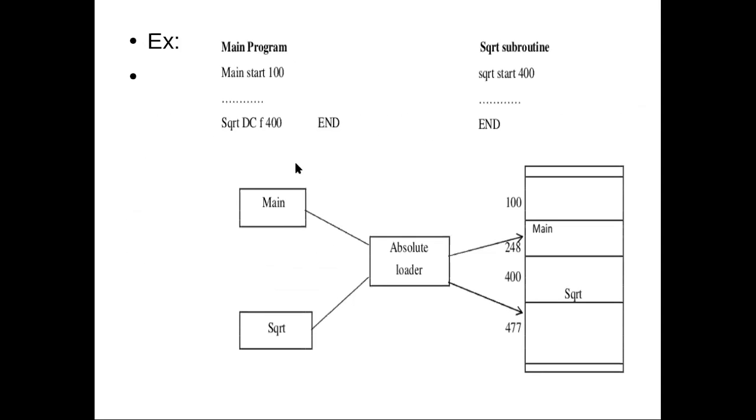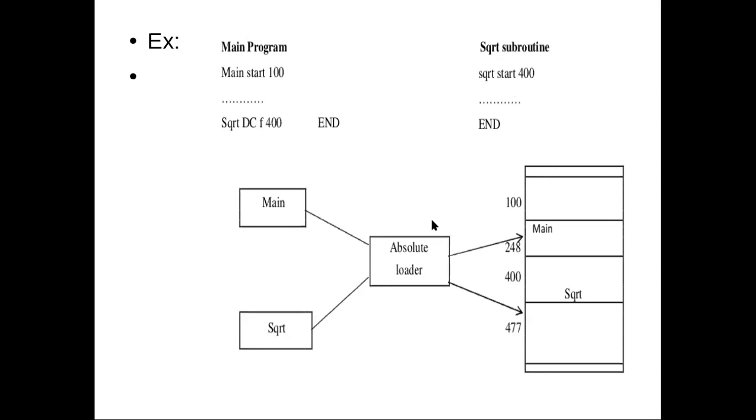You can see an example here: we have two programs. One is the main program and the other is a subprogram, that is SQRT. In the program it is clearly mentioned that when we load the main program into memory, it has to start at address 100, and in the SQRT subroutine program, the starting address of the subroutine is 400. So 100 is the absolute address for the main program and 400 is the absolute address for storing the SQRT subroutine in memory.